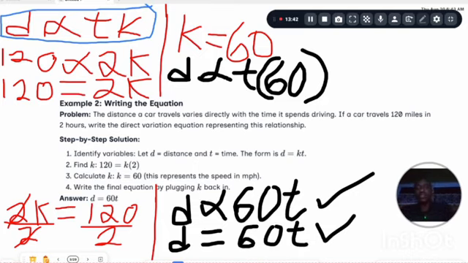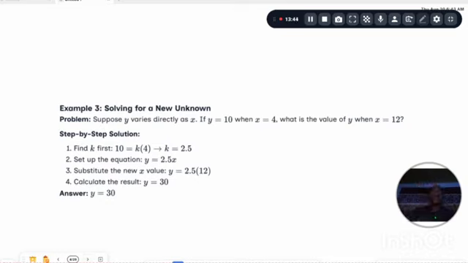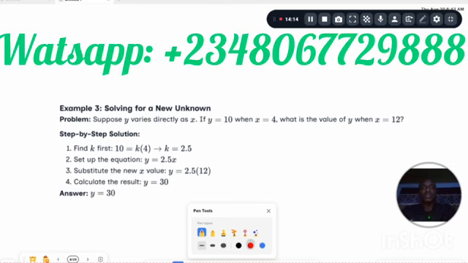Now let's look at the third example, where we are going to make use of the three steps, that is finding the constant, writing an equation for the relationship of the variables that we have, and lastly finding or solving for the unknown. So let's take it one after the other. Now here they said suppose y varies directly as x if y is equal to 10. So let's start with that.